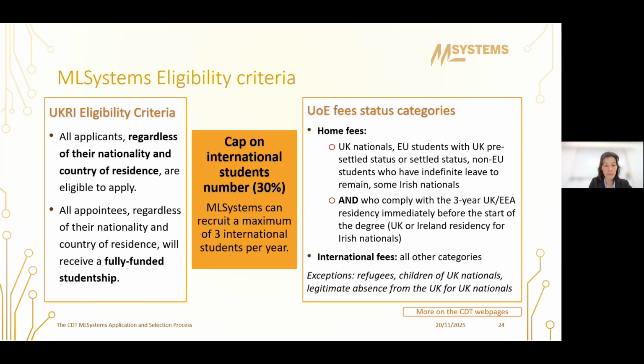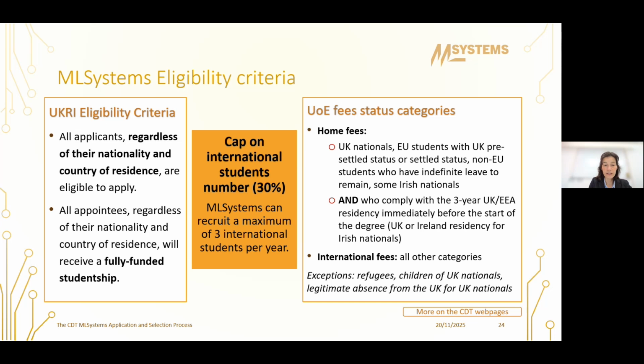However, we do have a cap on the number of international students that we take on board of the CDT every year. For the ML system CDT, this is a maximum of 3 international students per year. Therefore, it is very important for you to know under which fee categories you will fall. You could be either home fees, and that will apply if you are a UK national, an EU student with UK pre-settled status or settled status, or a non-EU student who has indefinite leave to remain, and some Irish nationals. But you also need to comply with a 3-year UK EEA residency immediately before the start of the degree. So that is for home students.